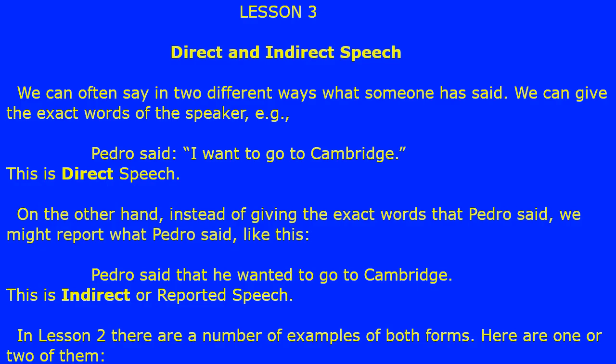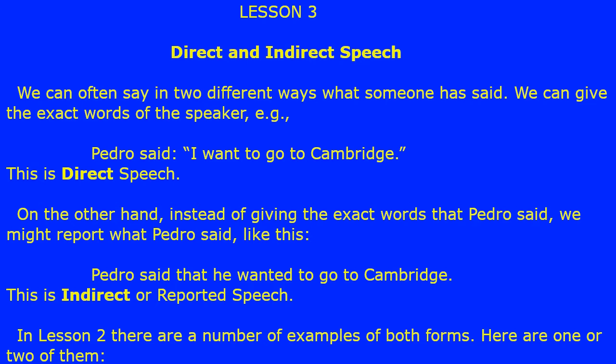Lesson 3. Direct and indirect speech. We can often say in two different ways what someone has said. We can give the exact words of the speaker, e.g. Pedro said, "I want to go to Cambridge." This is direct speech. On the other hand, instead of giving the exact words that Pedro said, we might report what Pedro said, like this: Pedro said that he wanted to go to Cambridge. This is indirect or reported speech.